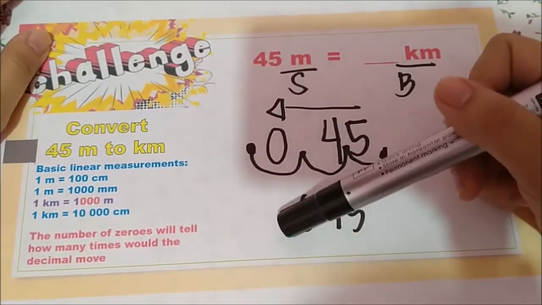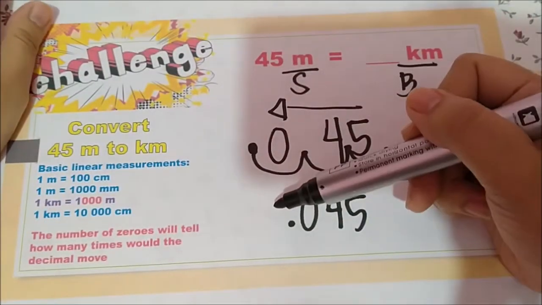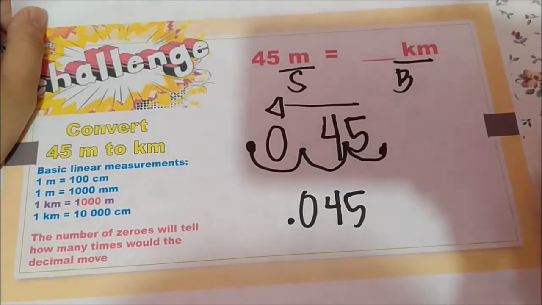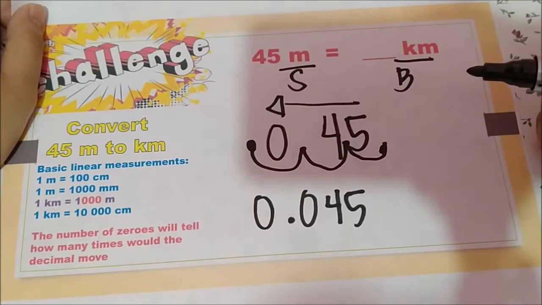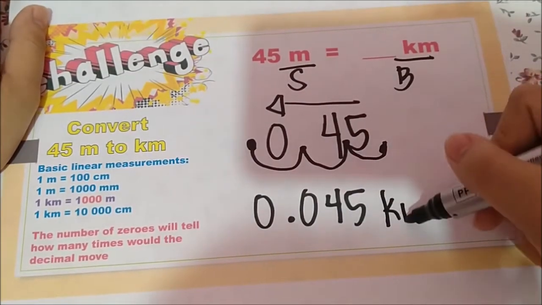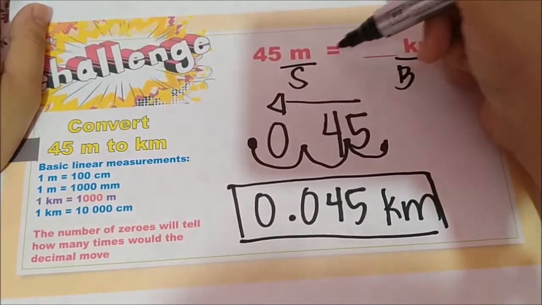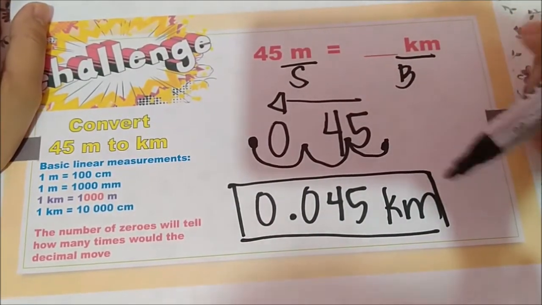Writing numbers with a decimal point, this should not be left as a space also. So, we simply need to put a 0 on it. So, your final answer will be this: 45 meters is equal to 0.045 kilometers.